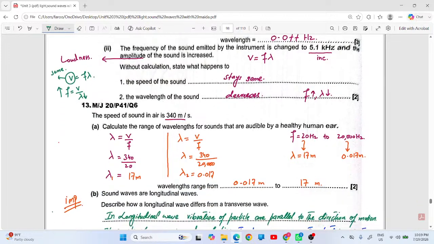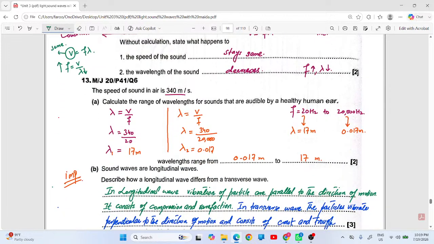Next is the speed of sound in air is 340. Calculate the range of wavelength for the sound that are audible for the healthy human. जो ह्यूमन ईयर्स हैं रेंज होती है 20 हर्ट्ज टू 20,000 हर्ट्ज। अब हम पहले निकालते हैं lambda equals v over f. तो v is 340 और फ्रीक्वेंसी हम लेते हैं 20। 340 divided by 20, the answer is 17. इसका मतलब है when frequency is 20 hertz the wavelength is 17.